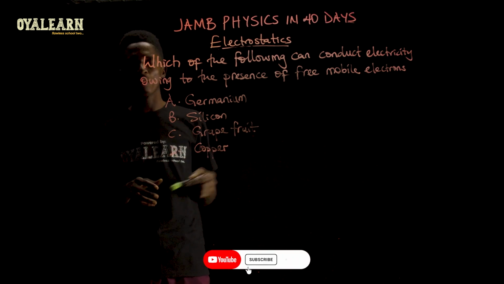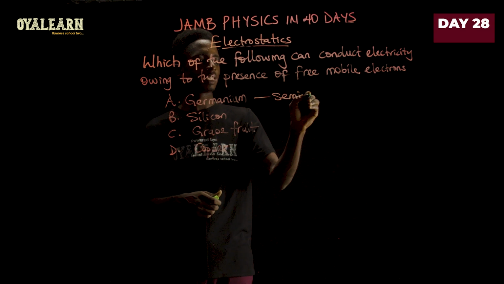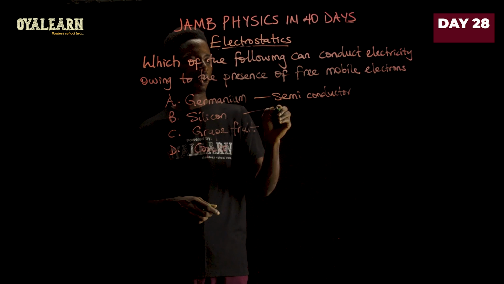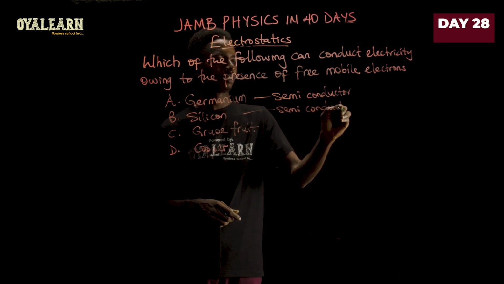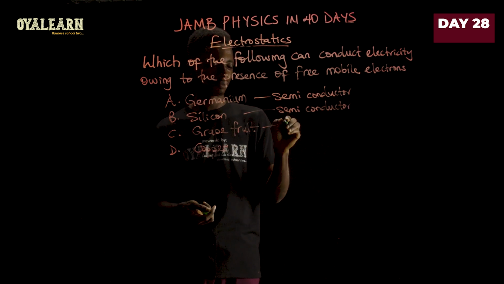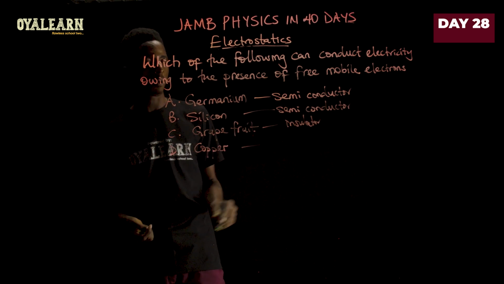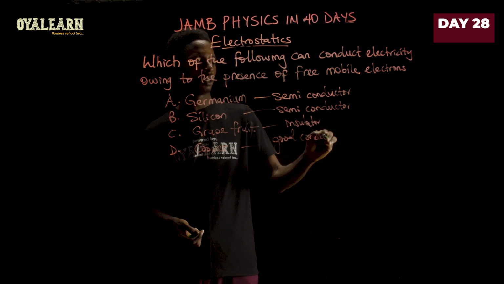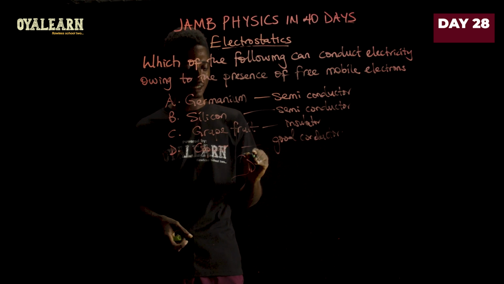Now, germanium is not a conductor, it's called a semiconductor. This is a semiconductor. Silicon is also a semiconductor. Grapefruit is not even a conductor. But here we have copper, which is a good conductor. So the correct answer here is option D.